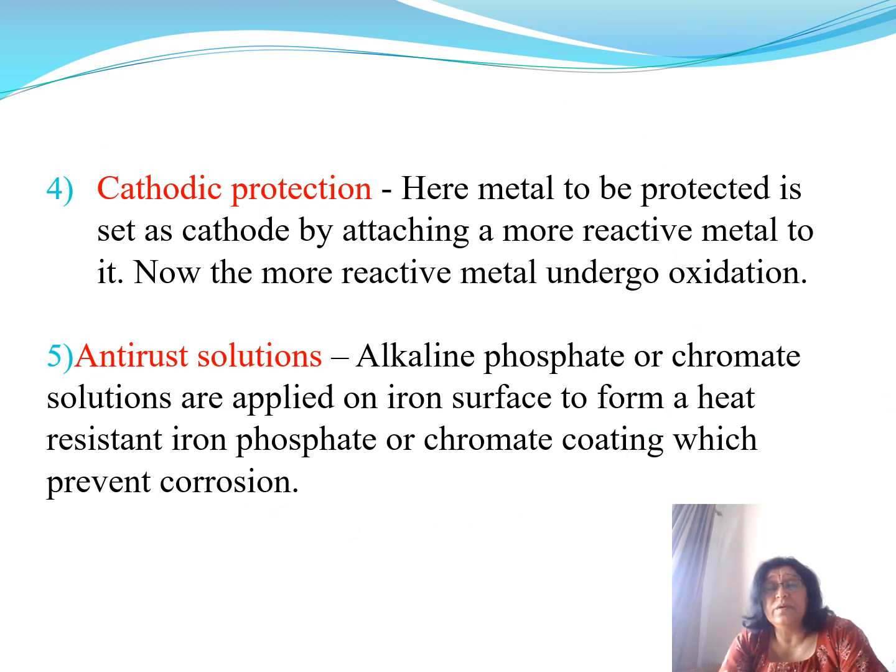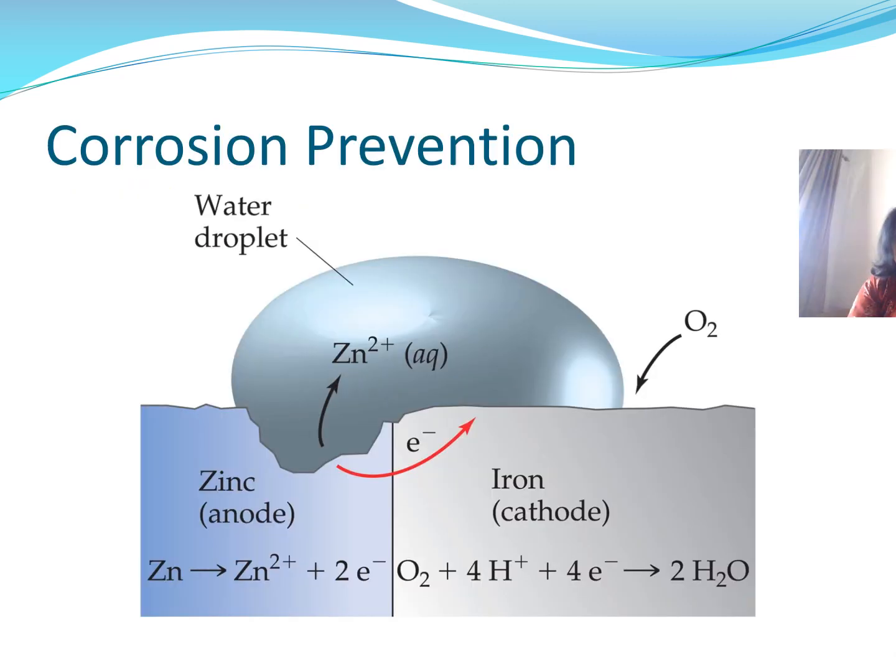Clear? Okay. So this is how you prevent corrosion. So here you see the diagram for the sacrificial protection. Iron is covered with the zinc. So zinc gets oxidized instead of iron, and oxygen plus 4 electrons gives you water. So the same reaction, instead of iron, zinc gets oxidized. Okay.